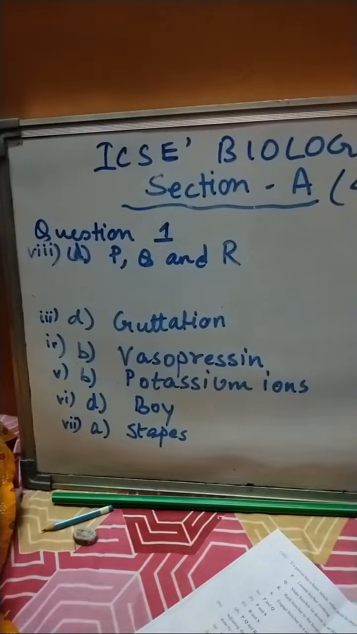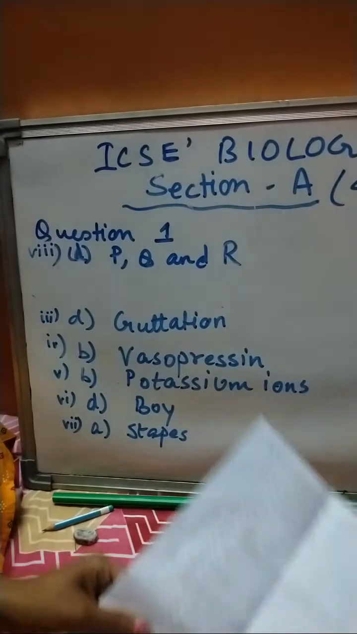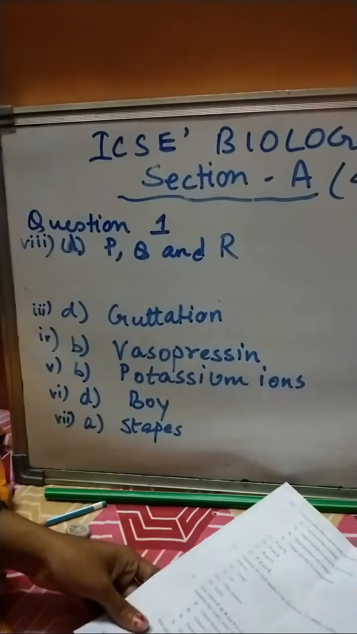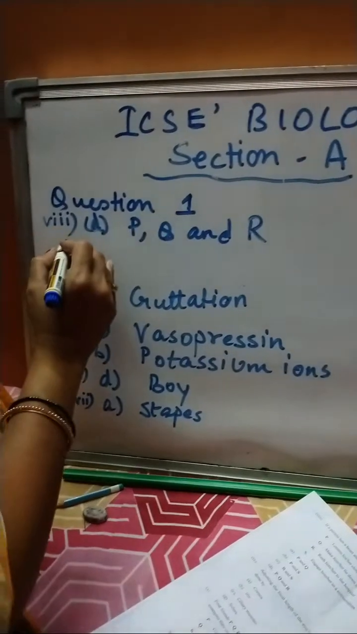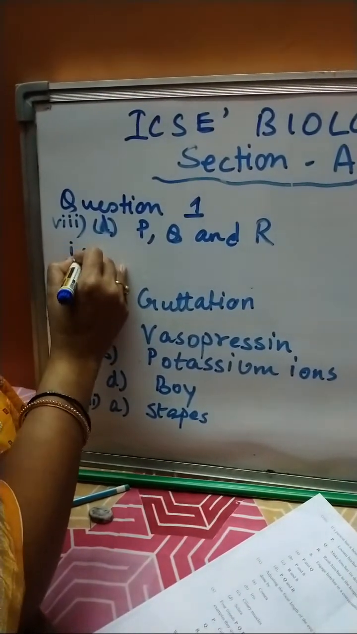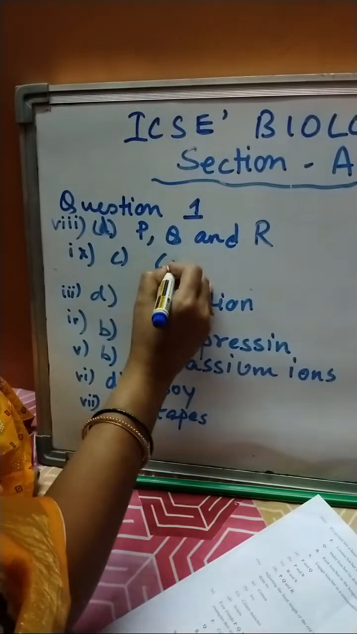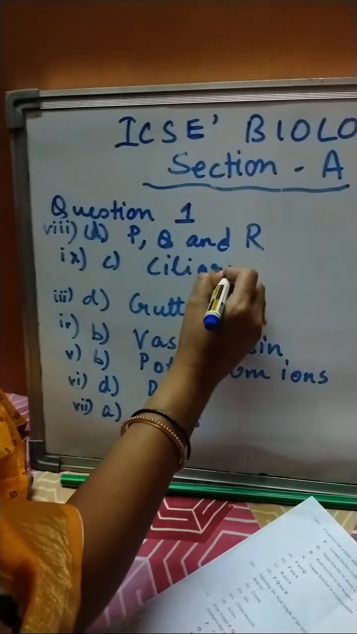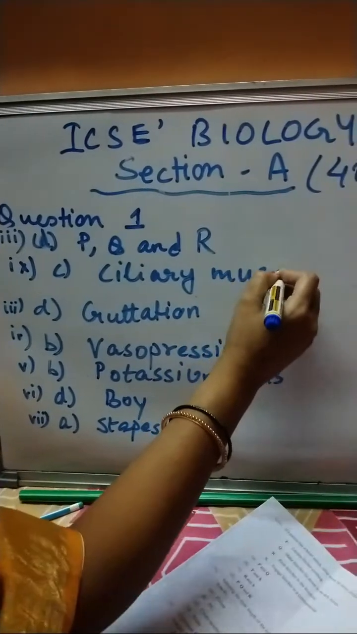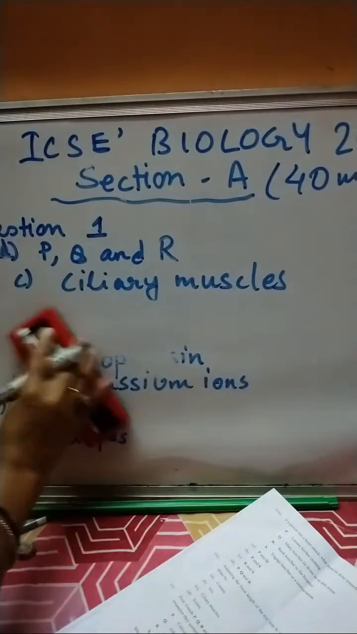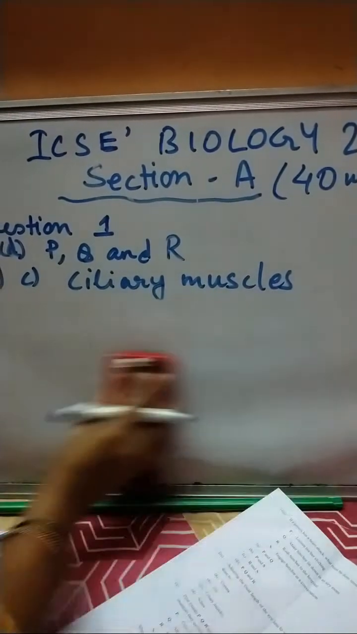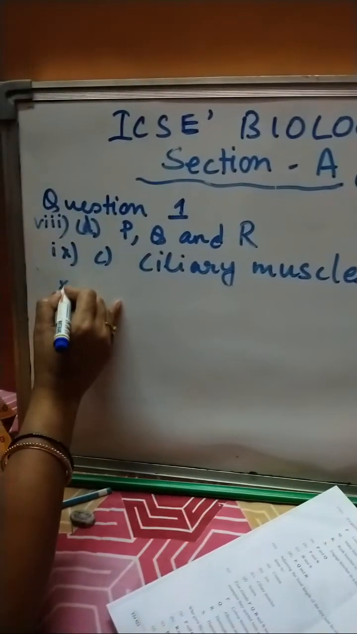Adjusting the focal length of the eye lens to view objects at different distances is done by. Choices are cornea, iris, ciliary muscles, sclera. So definitely the answer is number C, that is ciliary muscles. We have discussed this in our suggestive classes, that is doubt solving classes. We'll go to question number 10.